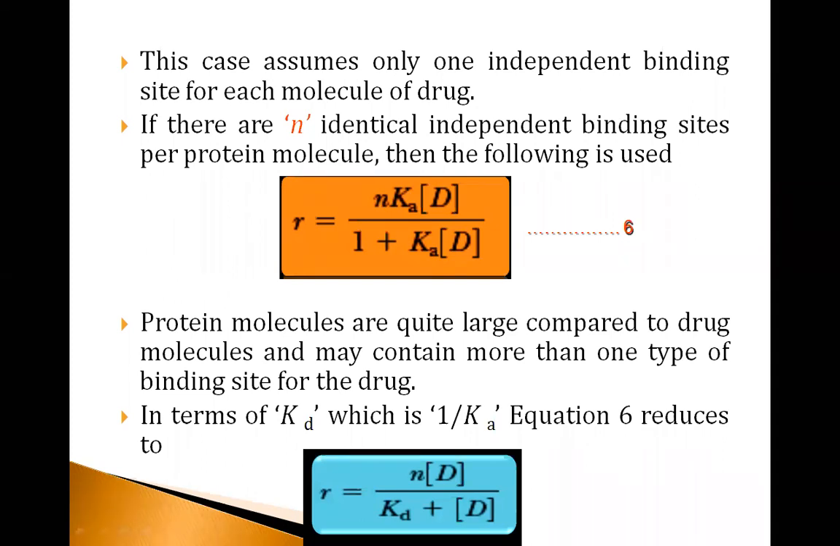Fine. So protein molecules are quite large compared to the drug molecule and may contain more than one type of binding site for the drug. And that's the reason we are using the small letter n, which represents the number of binding sites. Now, further simplification of the equation is done by using a conversion factor like Kd, which is nothing but 1 by K. Instead of Ka, the association constant, Kd is the dissociation constant. So I can even change that equation. r can also be determined if I know the value of Kd. So I can simplify this equation with respect to the Kd value also.